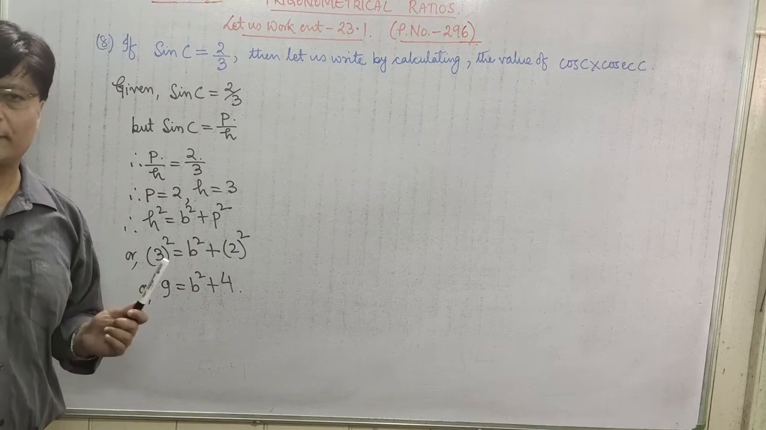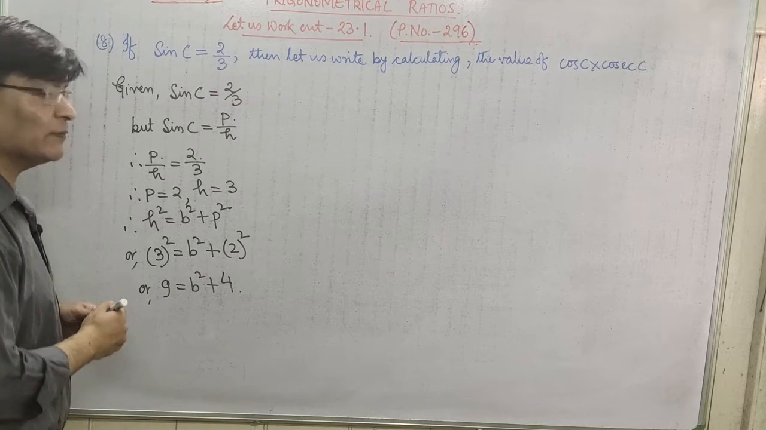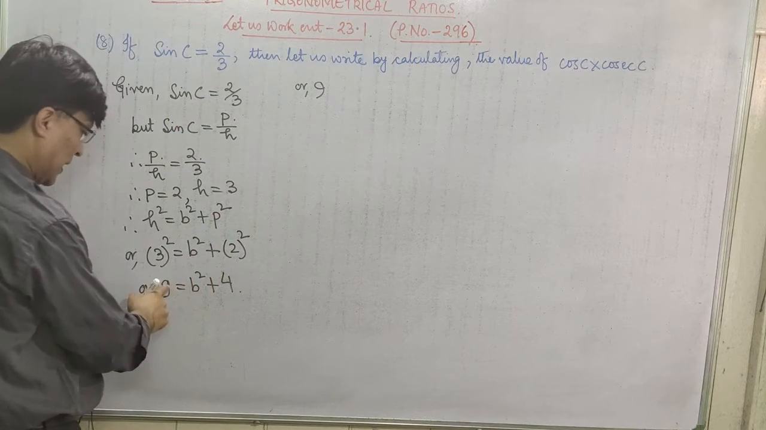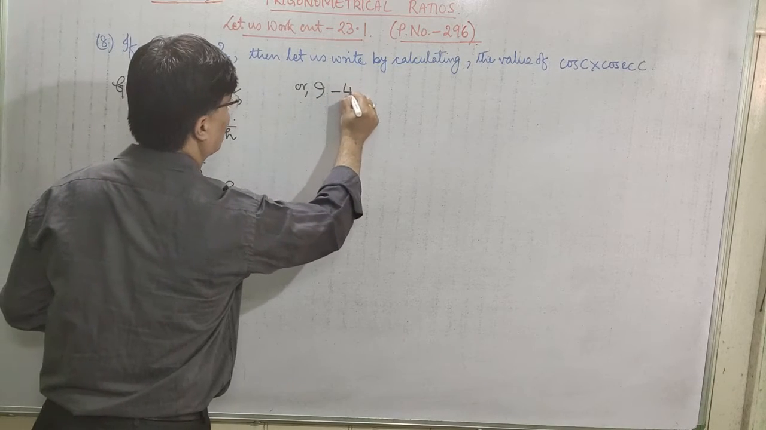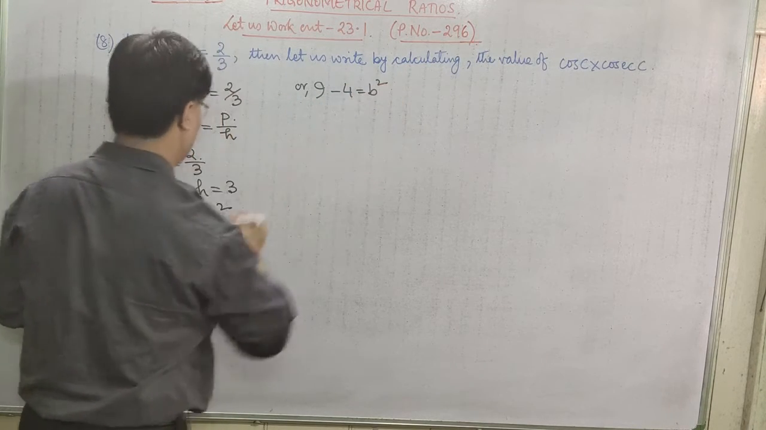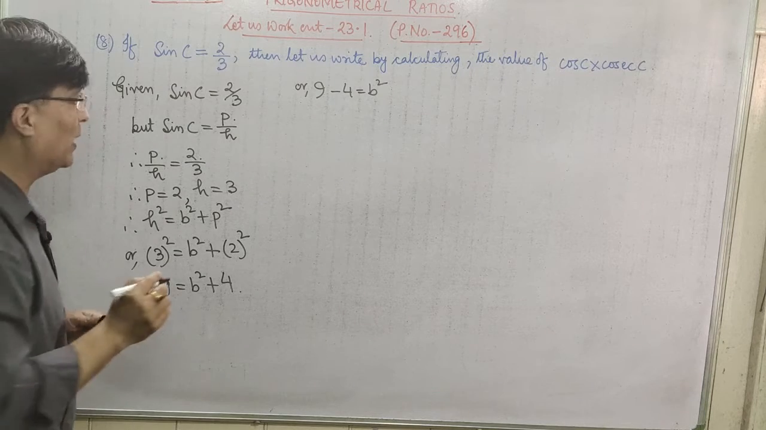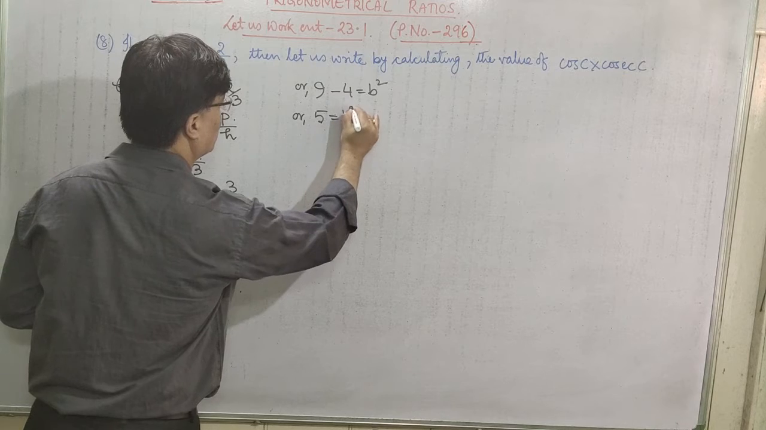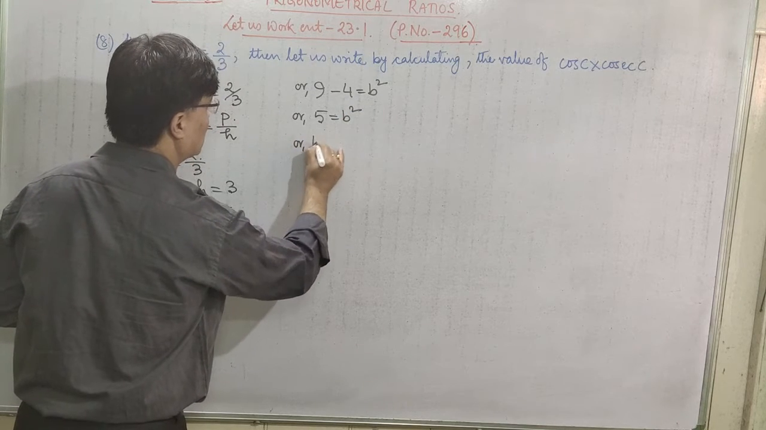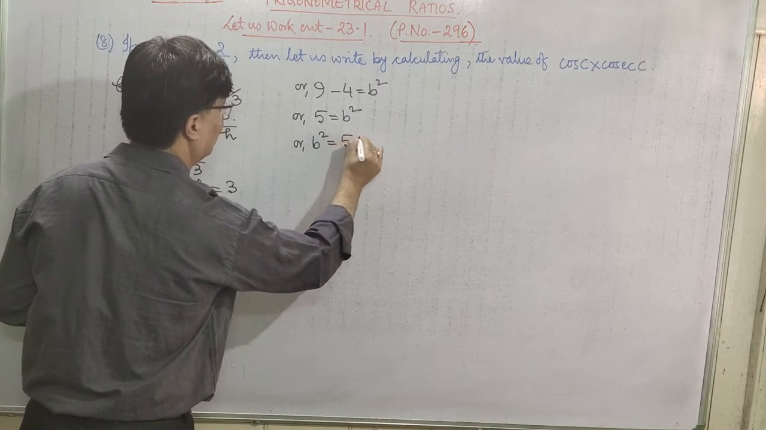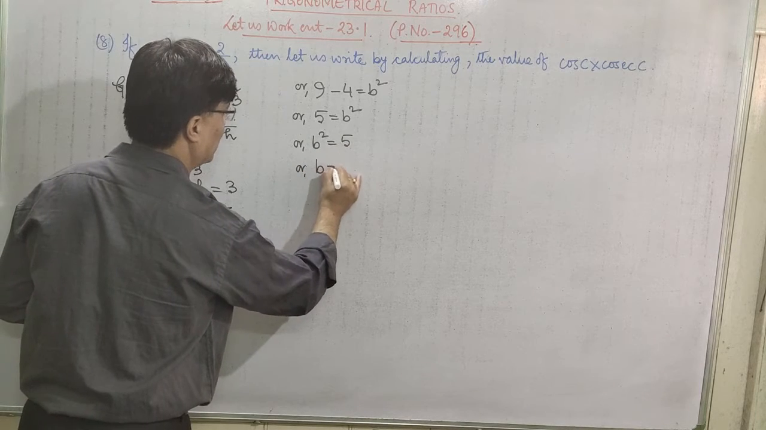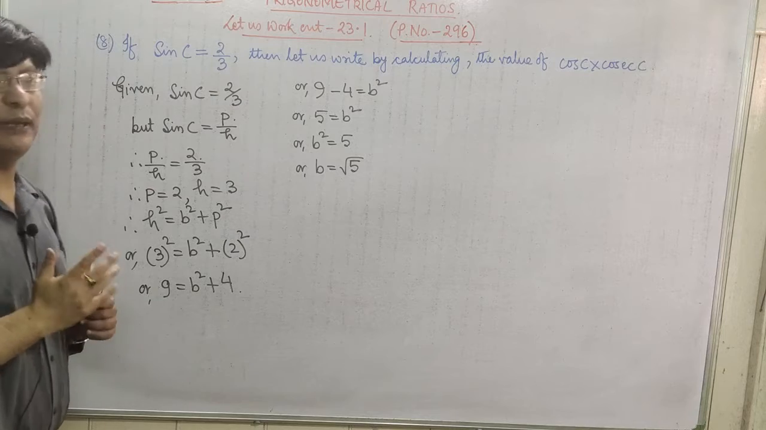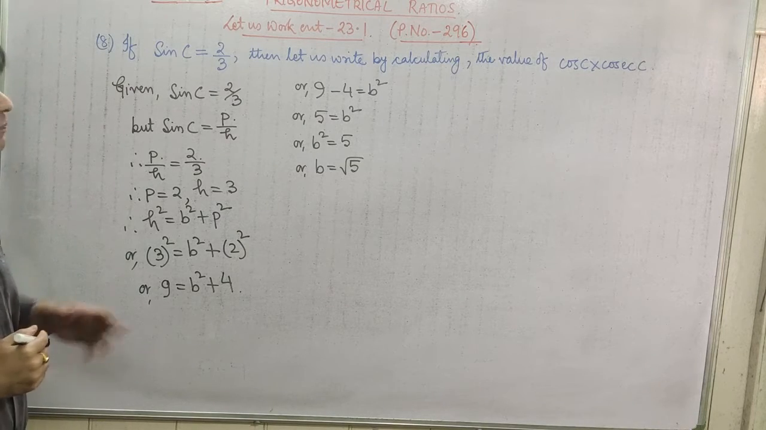So I think you have understood it. Now let us get the value for B squared. Let us take 4 to the left hand side. So 9 minus 4 is equal to B squared. 9 minus 4 is 5, which is equal to B squared, or you may write B squared is equal to 5. What is the value for B here? It is square root of 5. That means B is equal to root over 5.